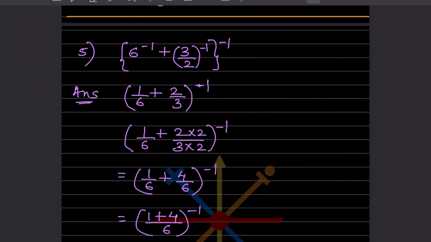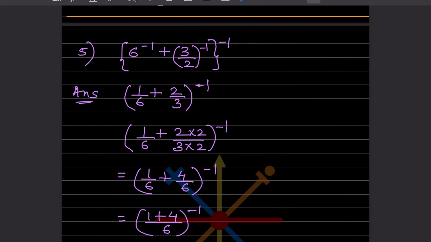Now look at here. Again here now, this is a negative 1. 6 raised to minus 1. So this is going to be 1 by 6. And here we have again the negative exponent. So this is going to get flipped over. So that is going to be 2 by 3. And let us keep this minus 1 first, this as it is.